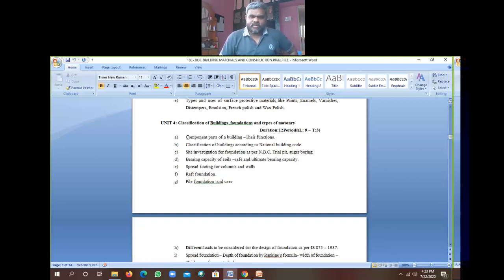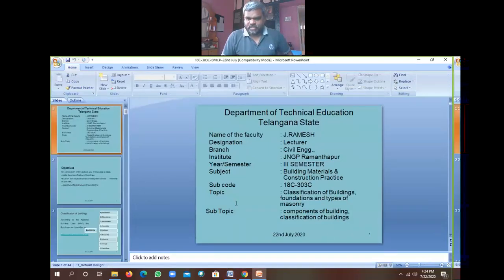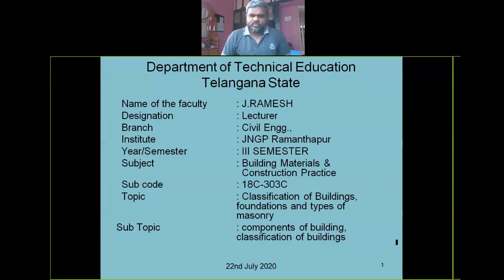Yesterday we completed the component parts of a building and their functions. And classification of buildings according to the NBC, National Building Code, we have done, but the detailed explanation of classification of buildings we have not yet done. So we'll concentrate on that, and from that we'll start today's class, right? So this is what I'm going to tell.